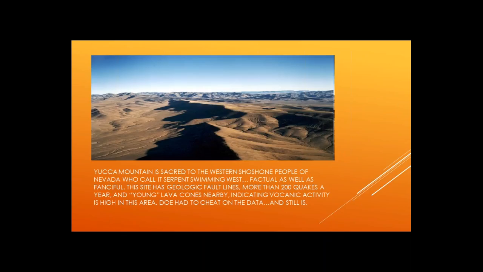Yucca Mountain is sacred to the Western Shoshone people of Nevada. It's called a serpent swimming west. It's factual as well as fanciful. The site has geologic fault lines, more than 200 earthquakes a year. Young lava cones are nearby, indicating volcanic activity is high in the area. The Department of Energy had to cheat on its data. They had to change the rules four times to keep it from being disqualified.